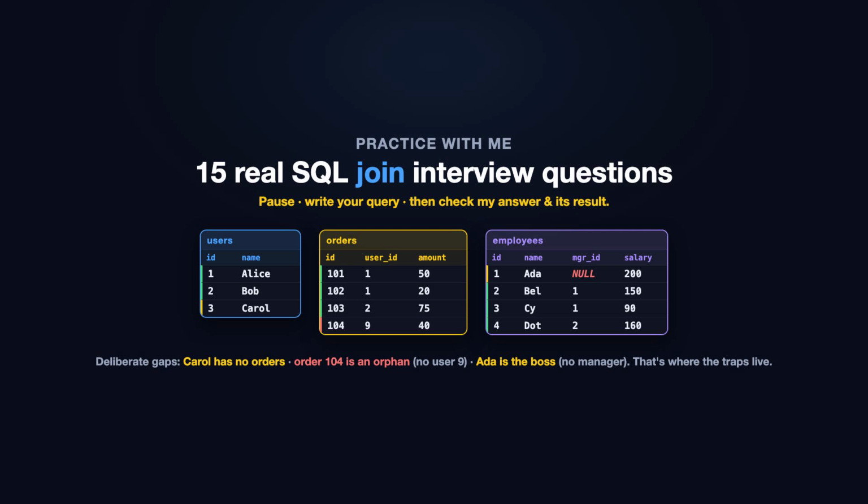Those unmatched rows, Carol with no orders, the orphan order, the boss with no manager, are exactly where interviewers set their traps. We go in 5 batches: warm-ups, the left join traps, self-joins, the 2 hard ones, and a cheat sheet for picking the right join under pressure. Let's start.